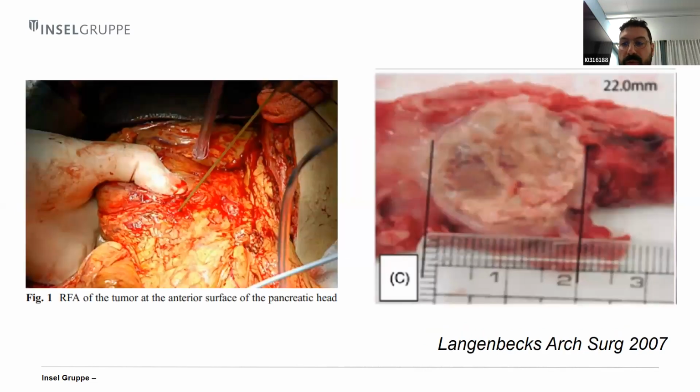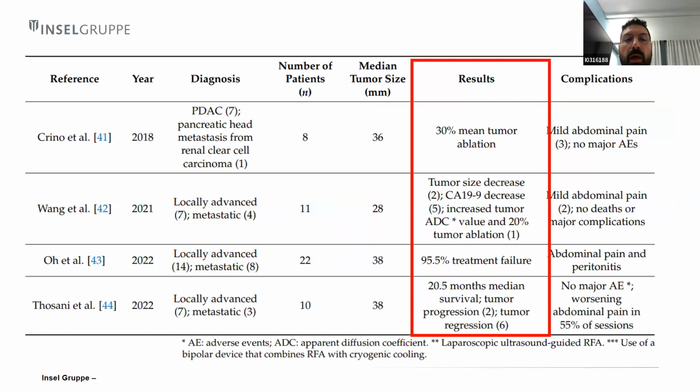So partly due to the reduction in RFA temperature, early clinical studies of EUS RFA found far fewer pancreatic complications with endoscopic RFA than with surgical RFA. This table summarizes the latest published studies involving EUS RFA for pancreatic cancer.